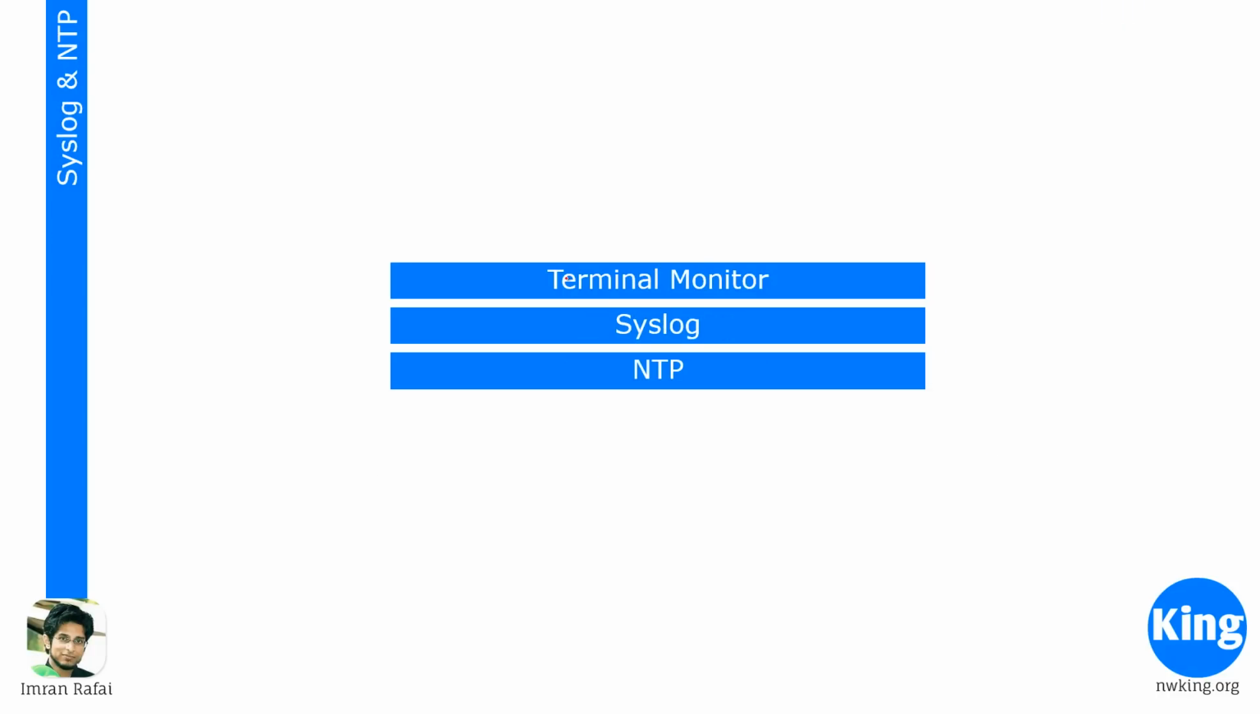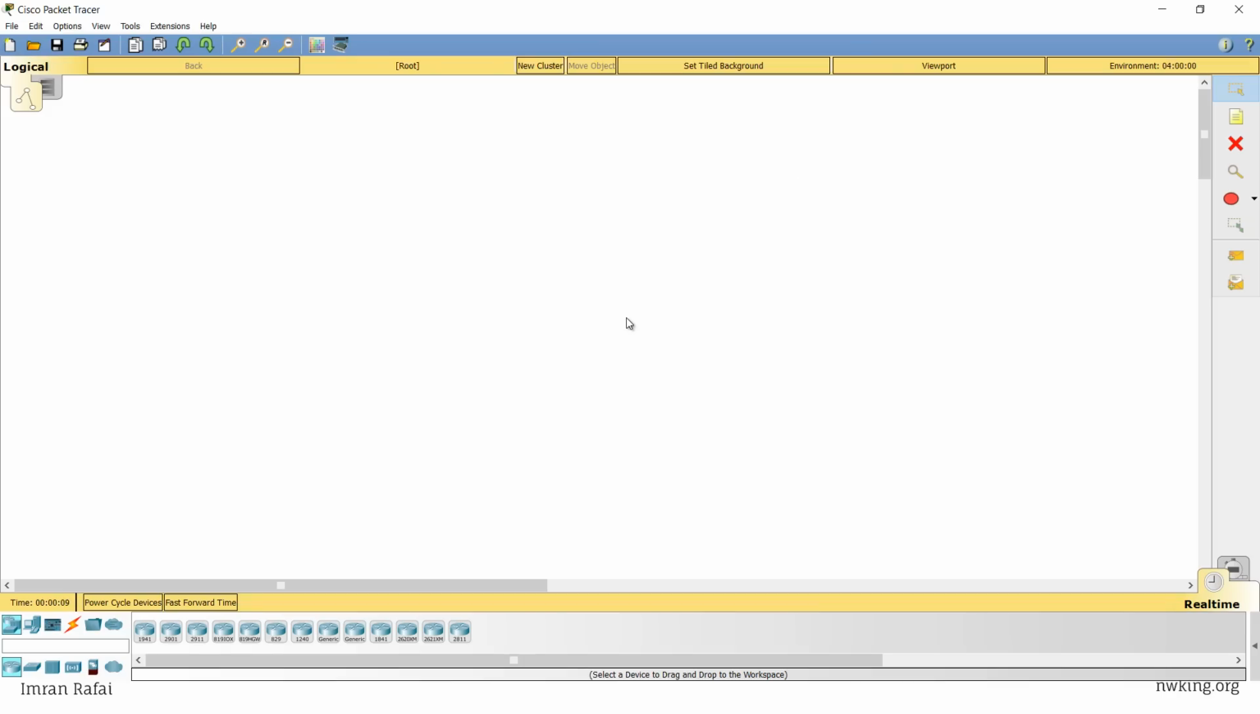Next, we're going to talk about Syslog and NTP, right? Before we talk about Syslog, I want to talk about terminal monitor. So what is terminal monitor? I'm going to open Packet Tracer. I'm sure most of you will have Packet Tracer now. If not, please feel free to go to Network Academy and register and download, right? I don't want to get into how and what and why. Google is your guru. Please use Google.